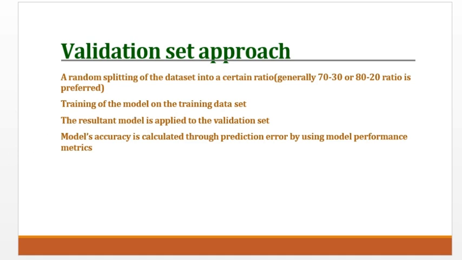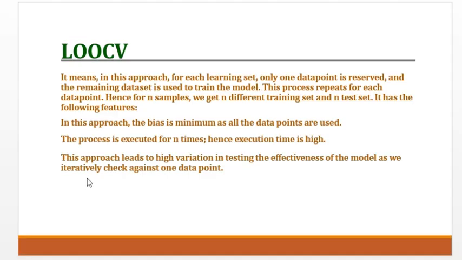Moving on to LOOCV, it means in this approach only one data point is reserved and the remaining data set is used to train the model. Now, this process repeats for each data point that is there. Hence, for n samples, we get n different training sets and n test sets.